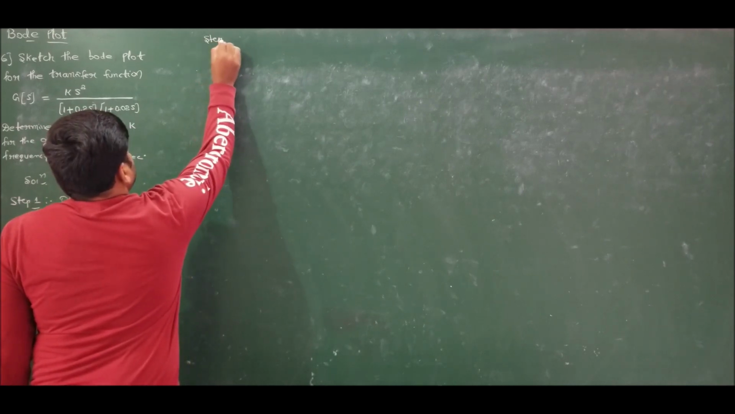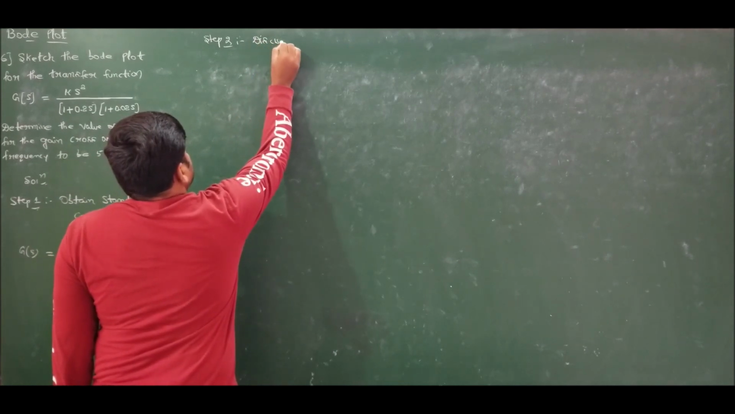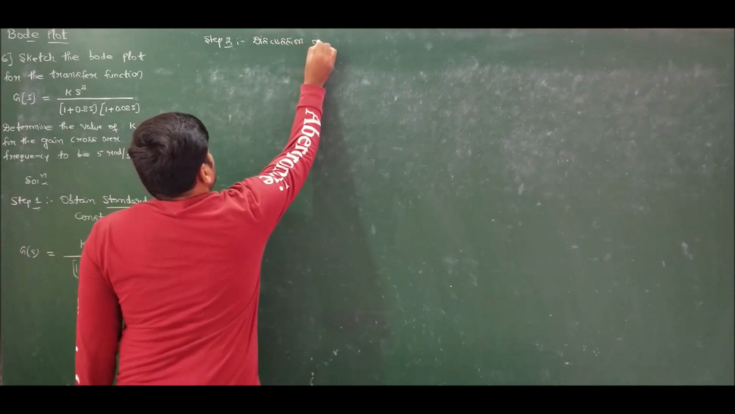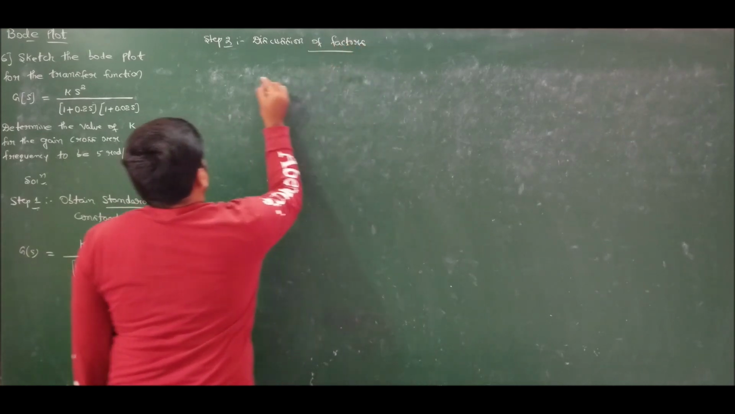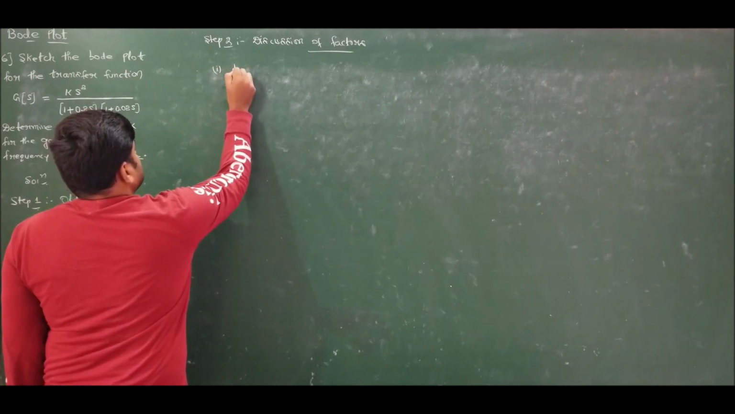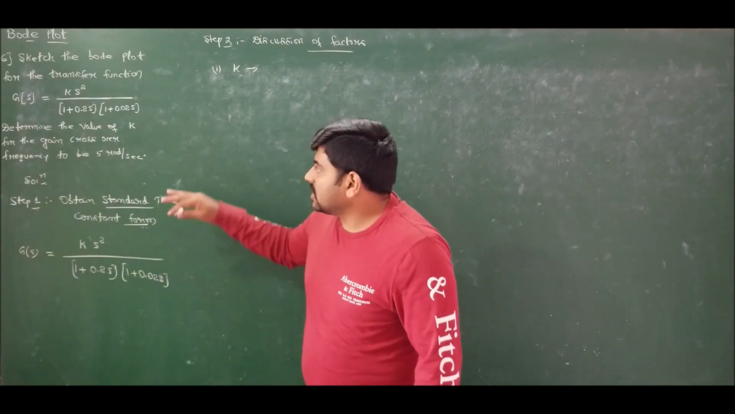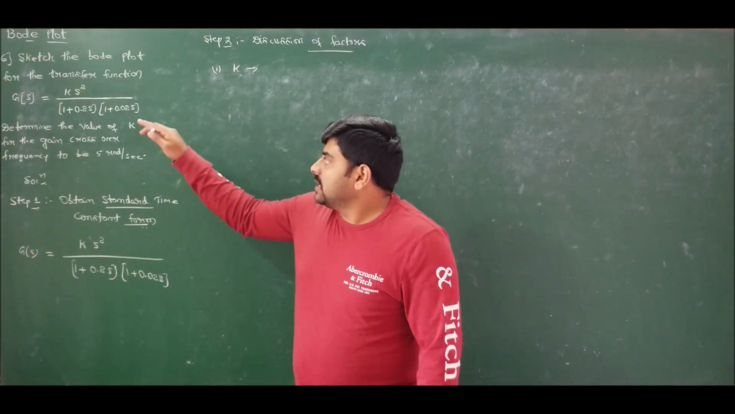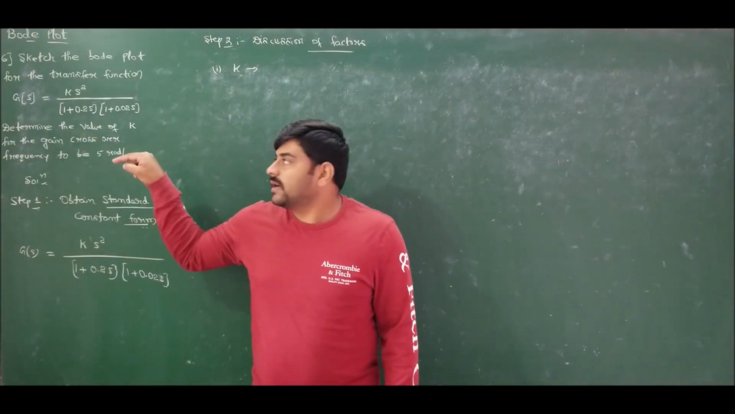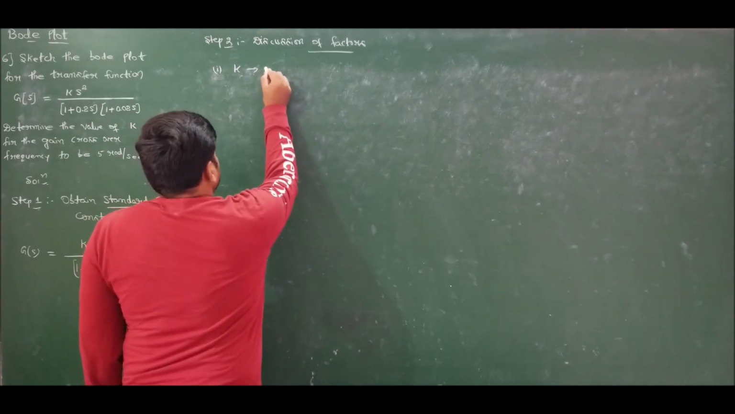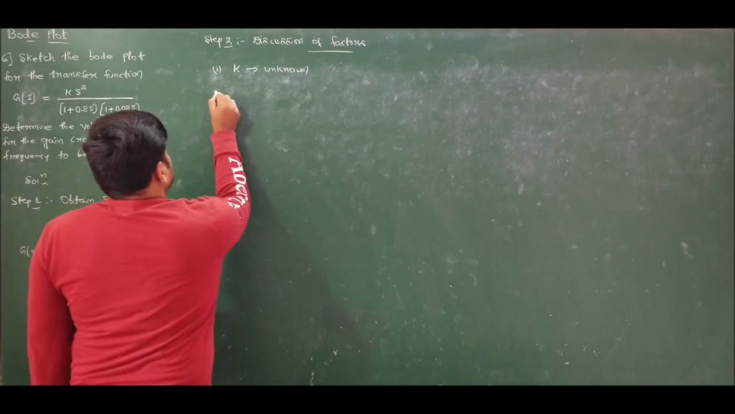In step 2, we are going to discuss the various factors. Coming to the first one, that is K. Factor K itself is unknown here. Therefore, we cannot shift the magnitude plot because the shift is given by K, that is 20 log 10 K. Here K itself is unknown. We want to calculate the value of K.